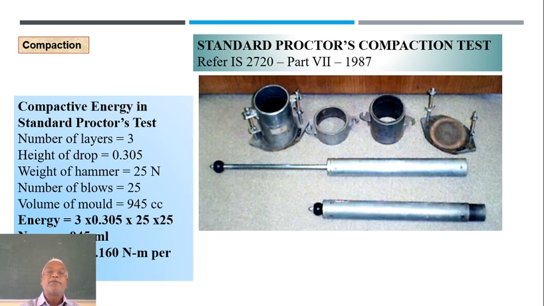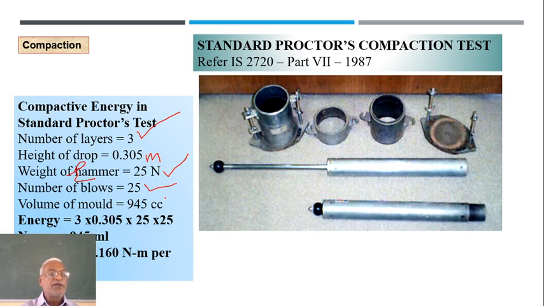Now in this particular test, how much is the energy given to the soil? If you want to calculate, you can just see here: the number of layers is 3 layers we are compacting. The height of drop is 0.305 meters. Weight of rammer, it rams, not hammer, so 25 newtons. Number of blows are 25 for each layer.